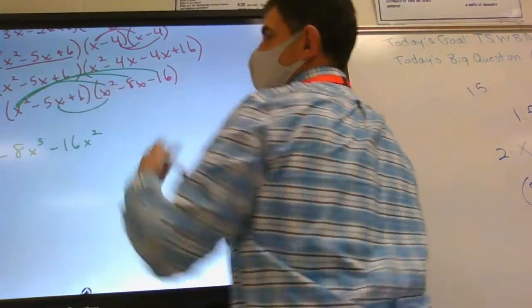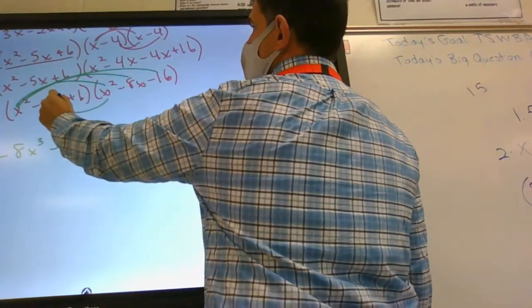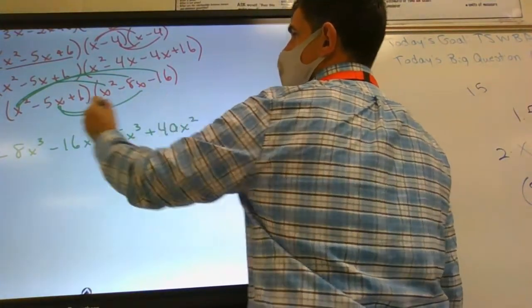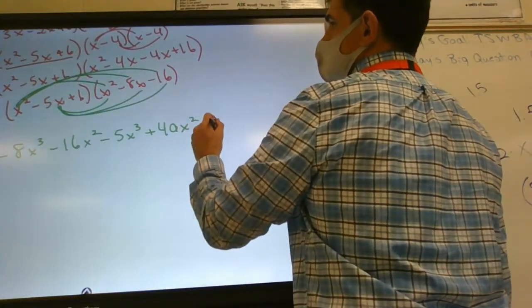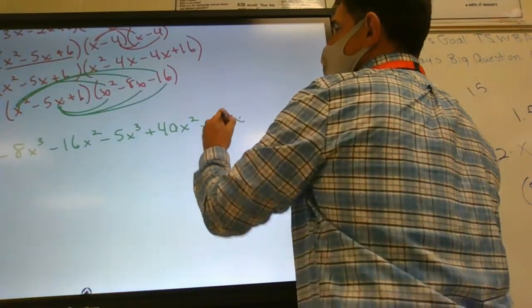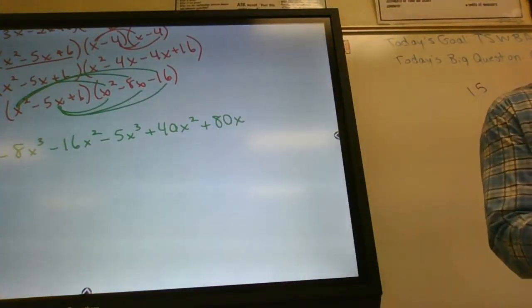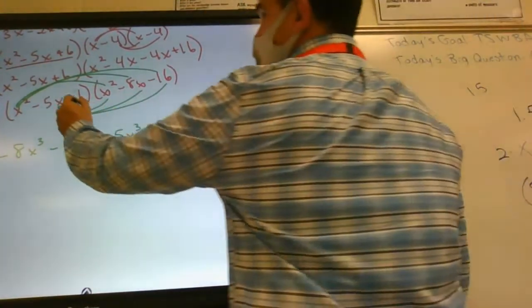And then I do 5x times everything. So minus 5x to the 3rd plus 40x squared plus 80x. Do you see why I don't want you to do too many zeros? Because if you do a bunch of zeros, your graph is just going to be, this is about as nasty as I'd want to deal with.